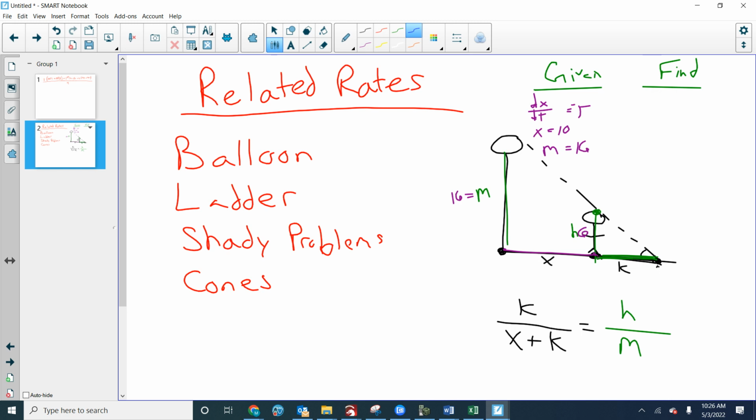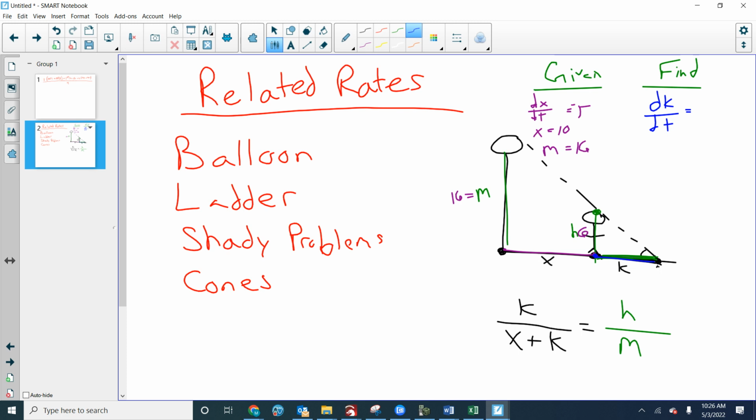What else? Find dk dt? Is that the way you're reading it, Cole? Did you say how fast is the length of the shadow changing when he's 10 feet? Be careful because the length of the shadow here is k. If it said the tip of the shadow, I would want to be more careful with whether it's x plus k or k. All right?